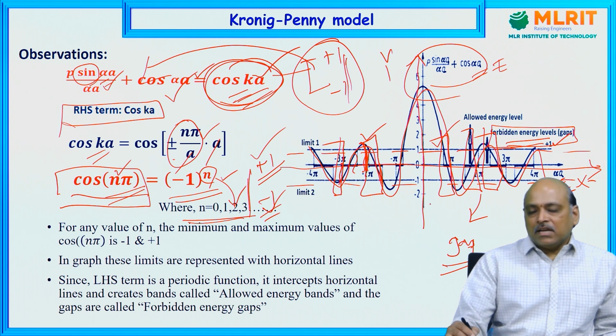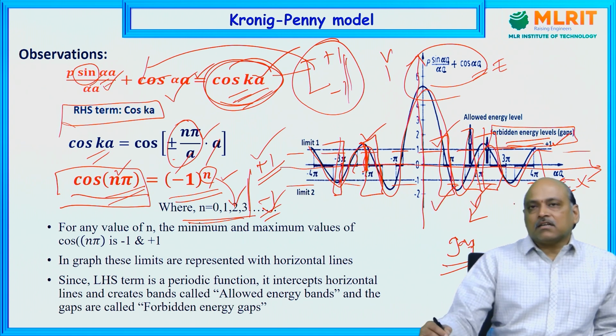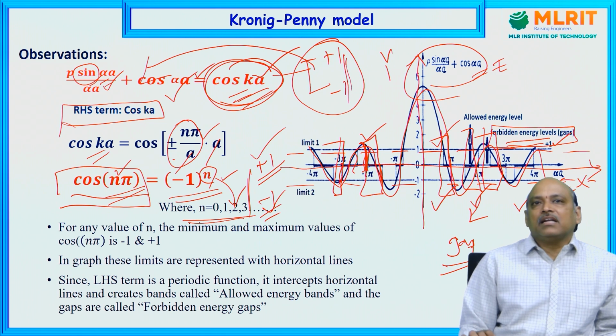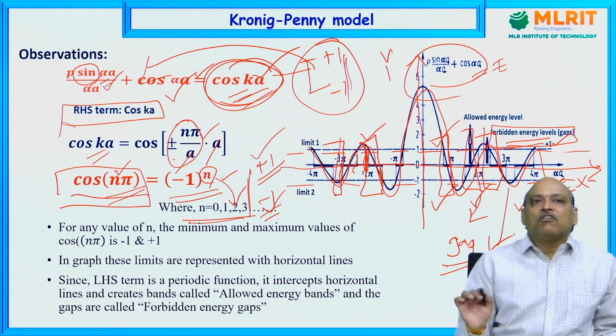The electron will have the first allowed band like this, the second one like this, and the third one like this, where the electron is able to exist, and in between, whatever the energy band gaps are, where the electron cannot exist, we are calling the forbidden energy gap.